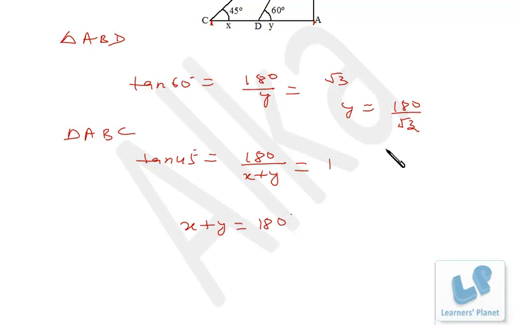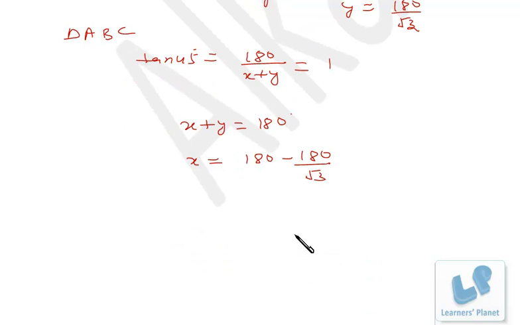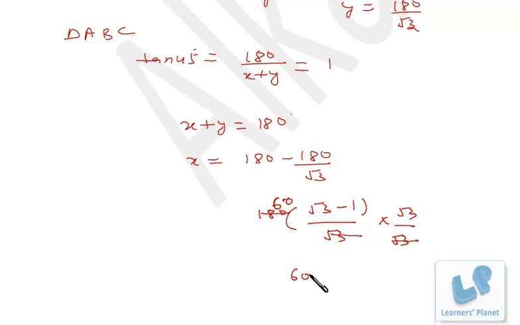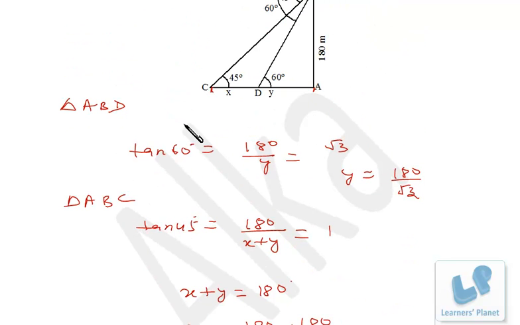So instead of y, I put 180 upon root 3. So x is equal to 180 minus 180 by root 3. Take 180 as common. It's root 3 minus 1 by root 3. Simplify it. So this is 3, this is 60. Okay. So 60 root 3 minus 1. That is the distance between these two.